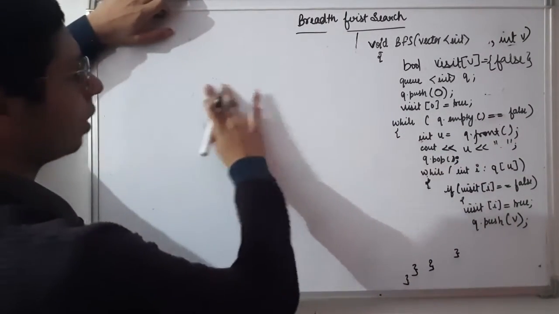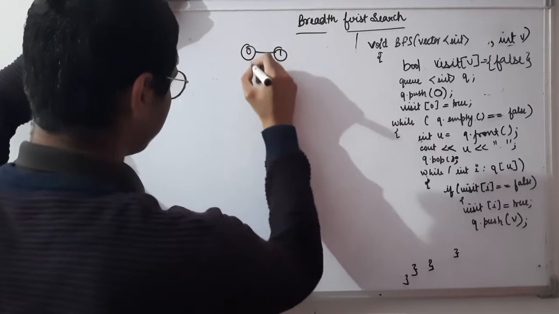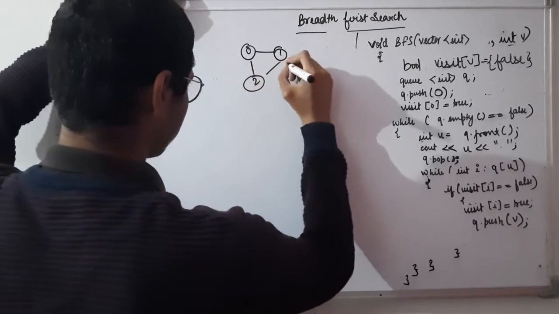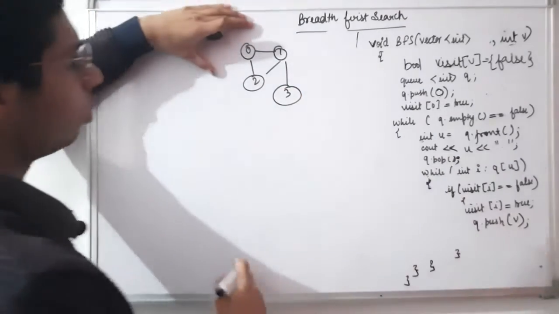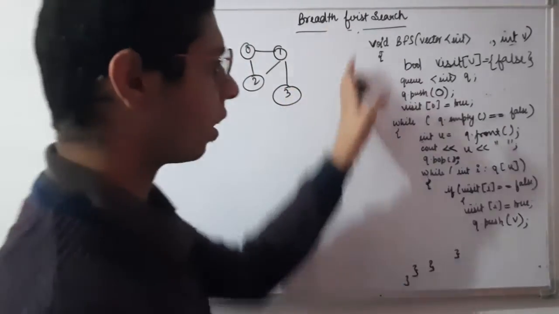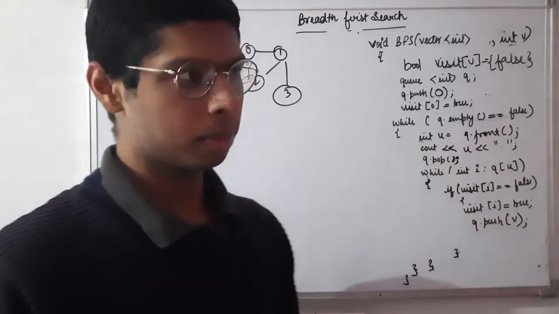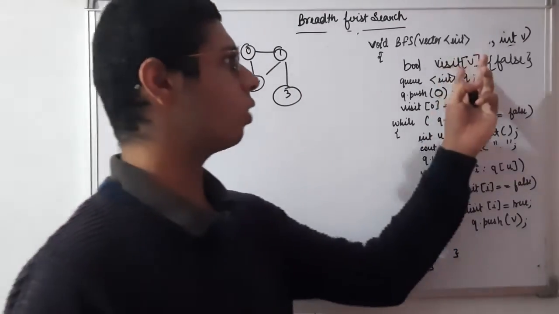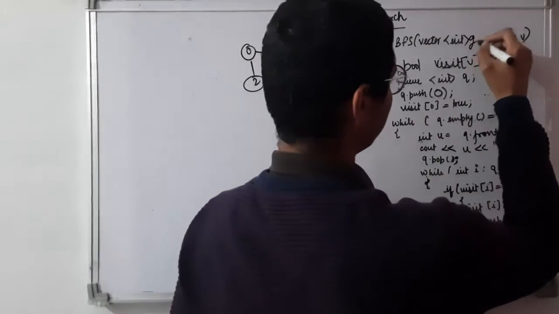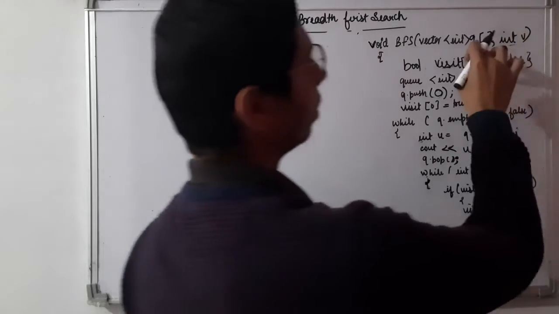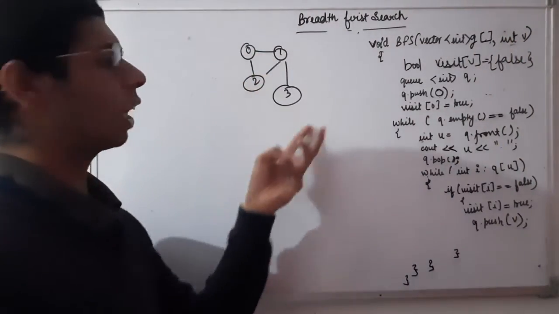So let's understand it. This is our graph, a normal graph, and we are going to do the dry run of this code and understand the concept of the breadth first search. This is our adjacency list, and these are the number of vertices. The number of vertices in this graph is 4.